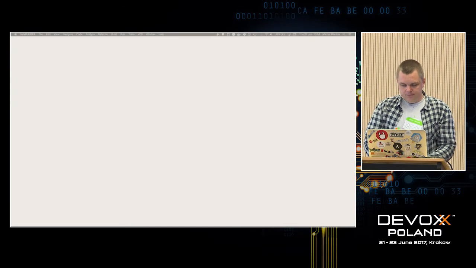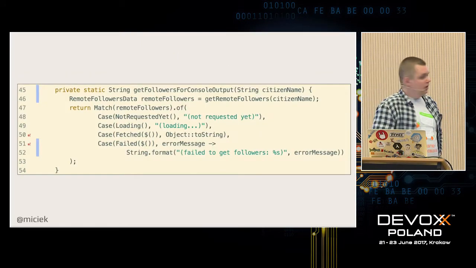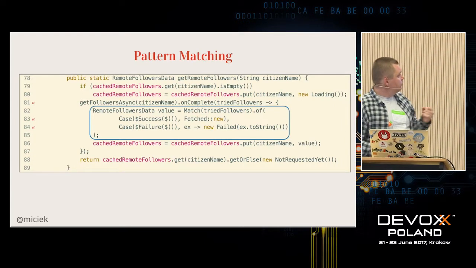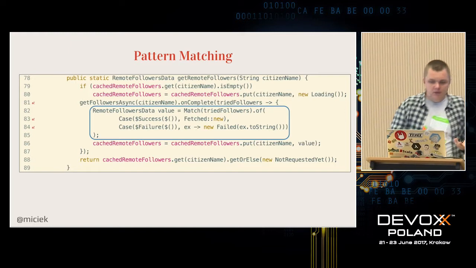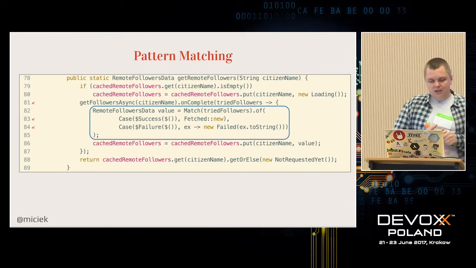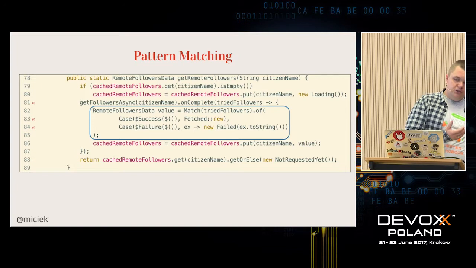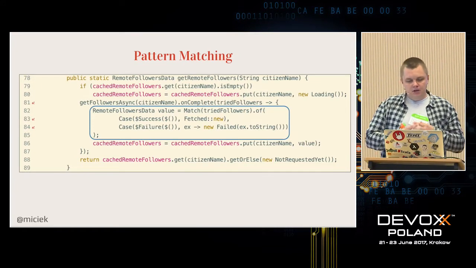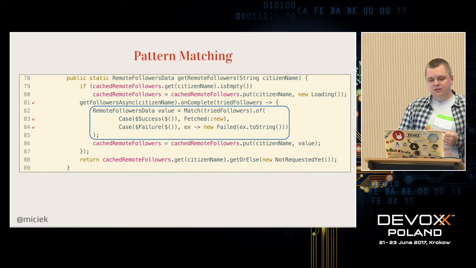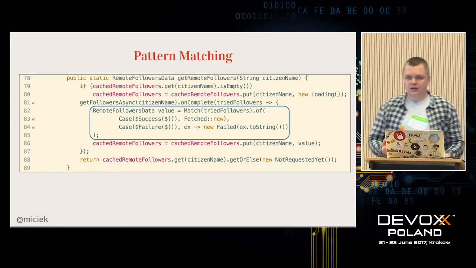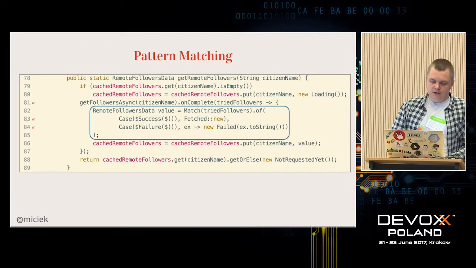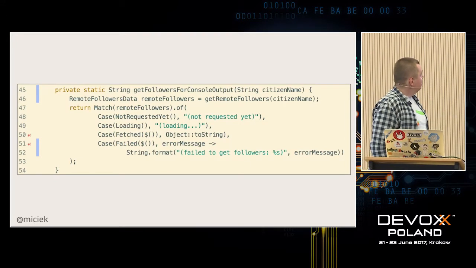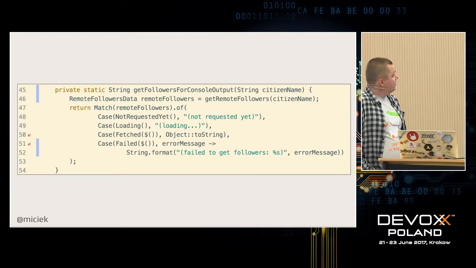So let's go back to slides and recap a little bit. In order to create the remote followers data value, based on the Try of followers type, we need to extract the values from it. And in line 83, create a new Fetched with the integers using the lambda conversion, the method reference. And the failure case in line 84 is just extracting the exception and then creating a new Failed with the error type, okay? And now we know how to handle the remote followers data that we have in our API.